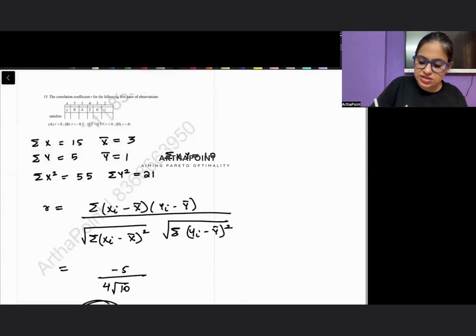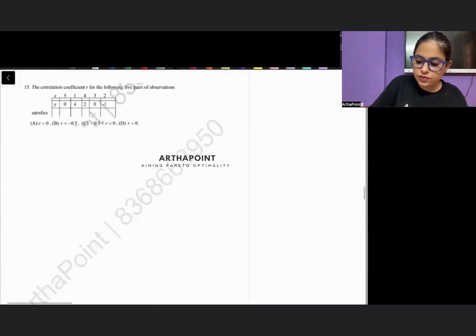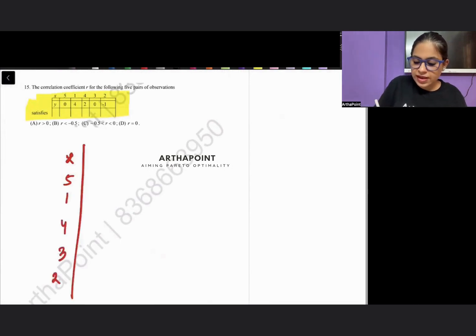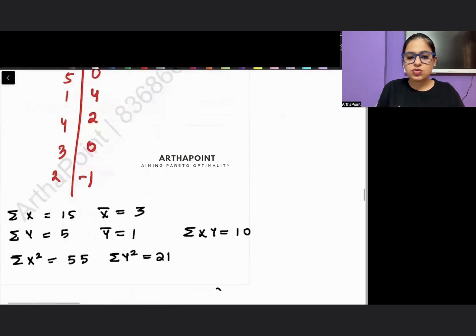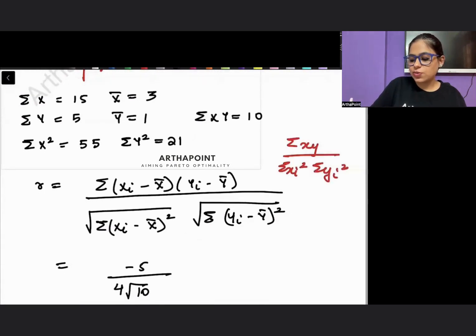It says you are given that, so you need to find out the correlation R for the 5 pairs of observations. You're just given some values of X and Y. So X is given to you as 5, 1, 4, 3, 2. And Y is given to you as 0, 4, 2, 0, minus 1. There is nothing that I can explain in this question. This is pretty simple. I have just used its formula. So the formula is summation xy upon the square root of summation xi square, summation yi square, in the deviation format.